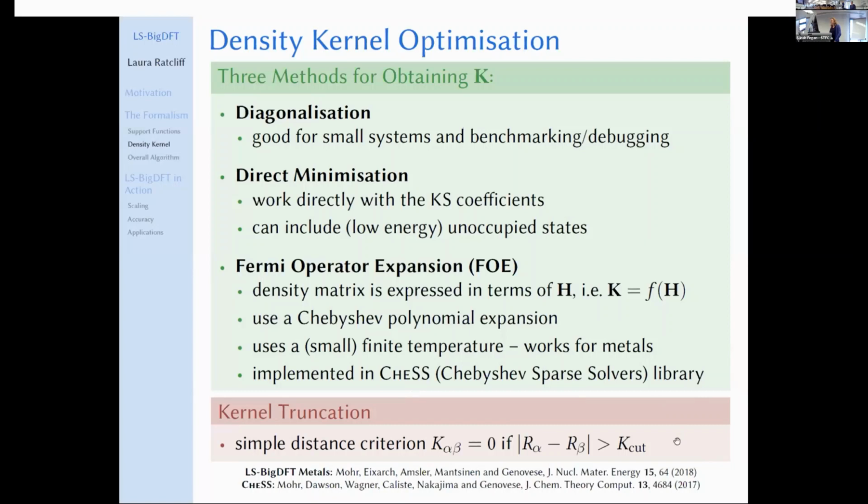And then we also impose some localization on the density kernel. We truncate it past some given radius. Usually this parameter is set by default. You don't need to worry about it too much, but it is there and it is necessary if you want to be strictly linear scaling.